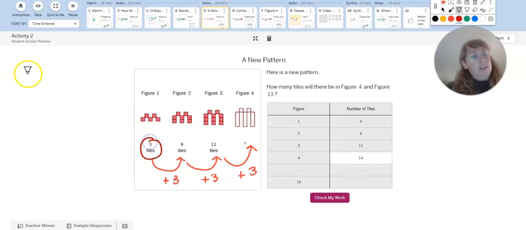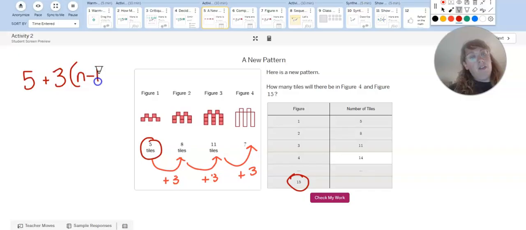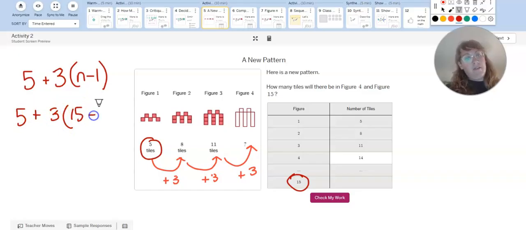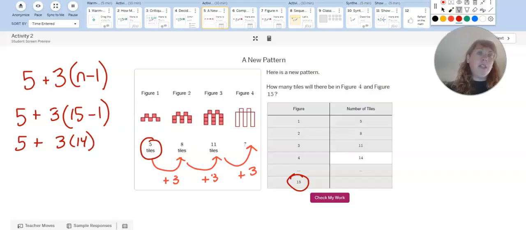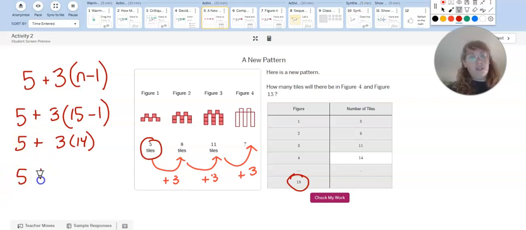So our first figure is 5. We are adding 3, but we're not just going to put an n here because we're starting with figure 1. So we don't want to add 3 15 times. We just want to add 3 14 times. So we put our n minus 1. So we have 5 plus 3 times, plug in that 15 for n, 3 times 14. 3 times 14 is 42. So we have 5 plus 42, which equals 47.